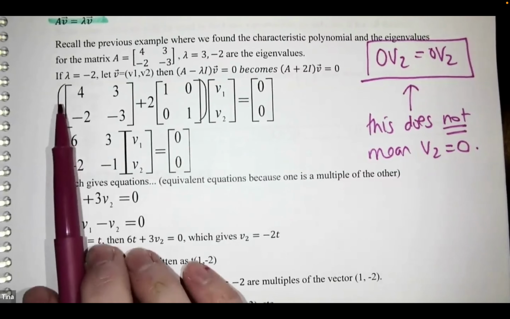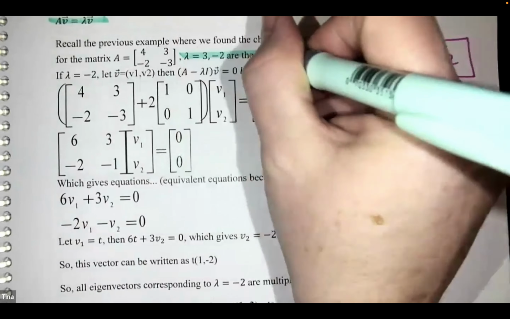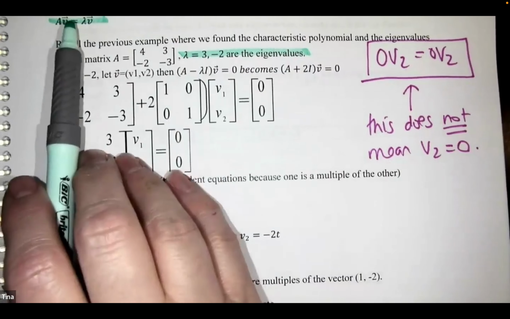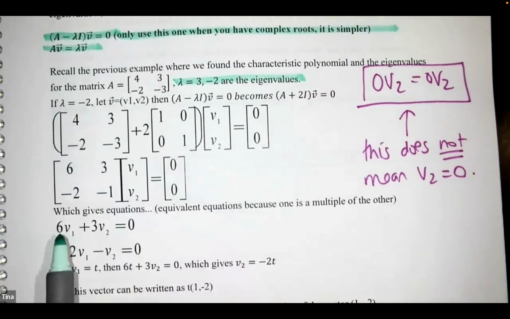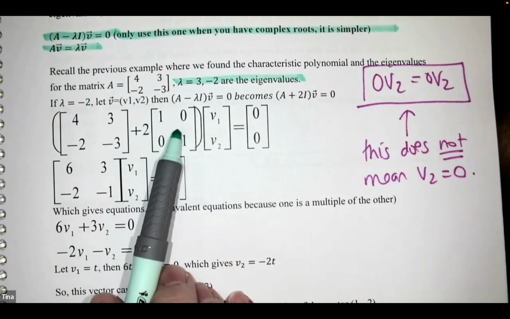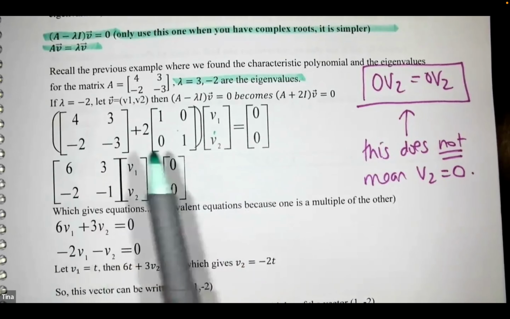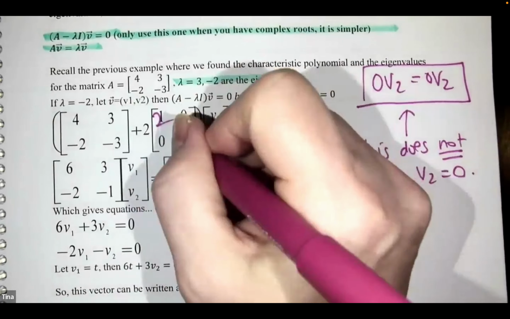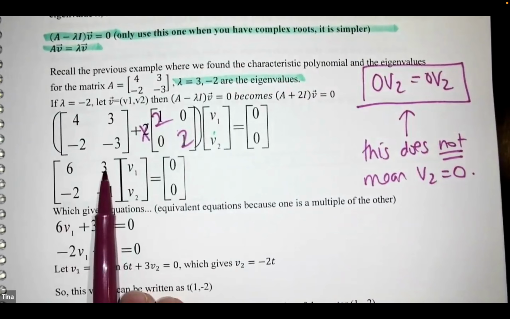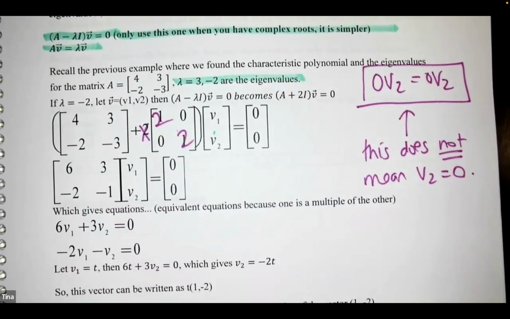Now, here I had matrix A, and here are my two eigenvalues, 3 and negative 2. If I put negative 2 in, I'm using A minus lambda I times v equals this 0 vector. So A minus negative 2 is plus 2 times I times v equals the 0 vector. If I add up, this is really just going to be 2's here, isn't it? So 4 plus 2 is 6, 3 plus 0 is 3, negative 2 plus 0 is negative 2, negative 3 plus 2 is negative 1.